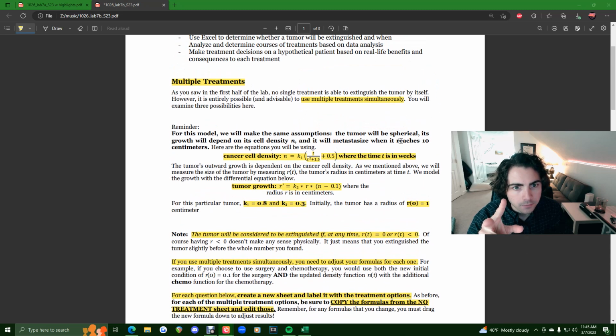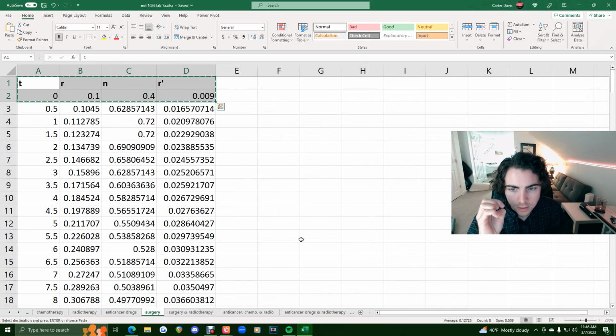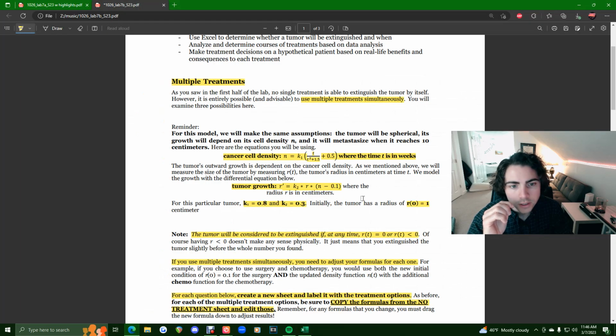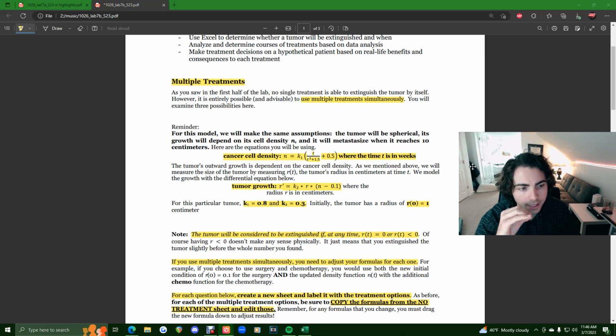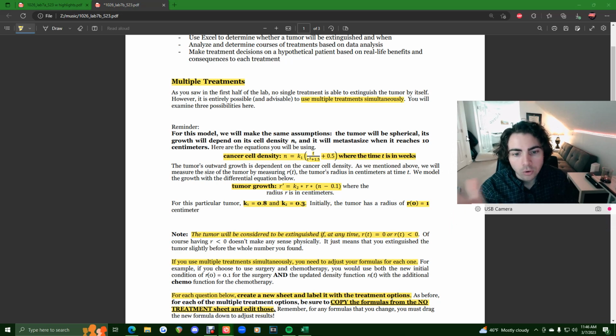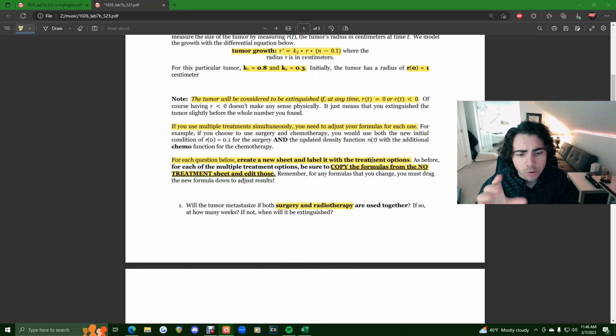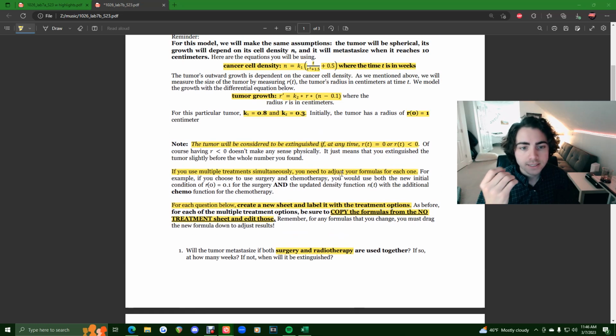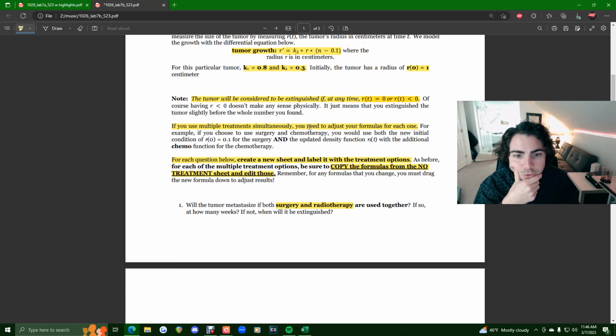So let me lay this out. I kind of skipped over it, but we saw that in Lab 7A, these four options didn't lead to extinguishing any of the tumors or the cancer, but some of them did prolong the amount of time until metastasization. The idea behind this part of the lab is, if we combine treatment options, will one of them be strong enough to eventually extinguish the tumor, extinguish the cancer? It'll be considered extinguished if the radius of the tumor is 0 or less than 0. So if you use multiple treatments simultaneously, you just need to adjust your formulas for each one. We'll talk about that as we go through.